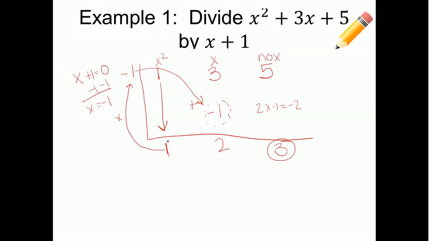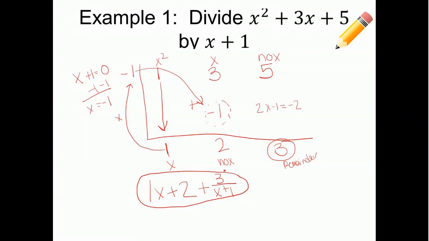So I started with an x squared. I'm now going to be able to write this as an x and a no x. And then this is the remainder that's left behind. So let's write it. With every x, that's the number in front of it. So I'm going to have a 1x left behind. This 2 has no x, so I'm just going to add 2 on. And then the 3 is going to be a remainder. So I'm going to have 3 over what we divided by, which was x plus 1. So I have divided out x plus 1 from this polynomial, and I got 1x plus 2 plus 3 all over x plus 1.